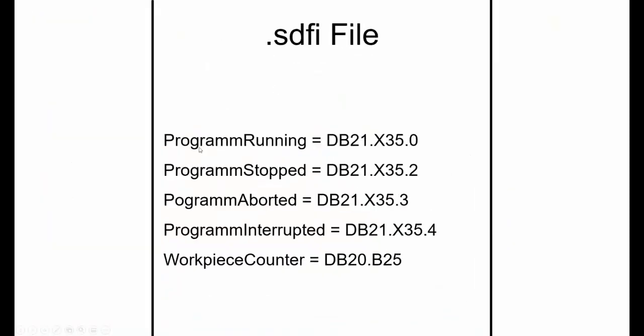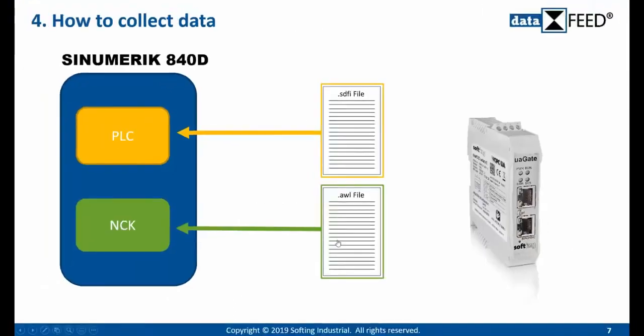The .sdfi file says program running can be found in data block 21, byte 35, and bit 0. If you want to collect data program stopped, you have to query data block 21, byte 35.2. It could also be a workpiece counter in the PLC part, and correspondingly you have to change the actual place where it's saved in the PLC part. So this is what the SDFI file is all about.